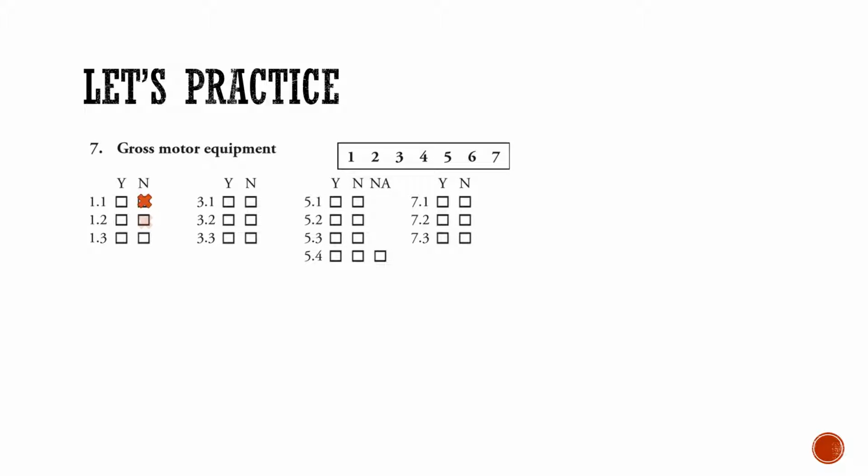Let's do a quick little practice. Looking at this first example, what score would you give? Did you say 3? The score is a 3 because all indicators under level 1 are no, all indicators under level 3 are yes, but at least half of the indicators in level 5 are not yes. Remember, even though half of the indicators under level 7 are yes, it is not a level 6 because not all indicators under level 5 are yes, or not applicable.